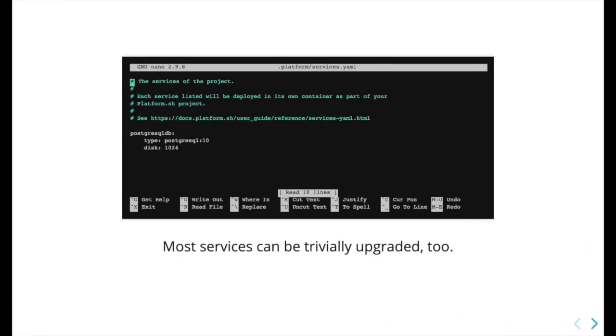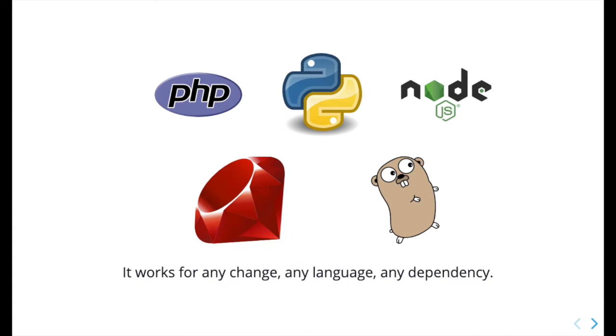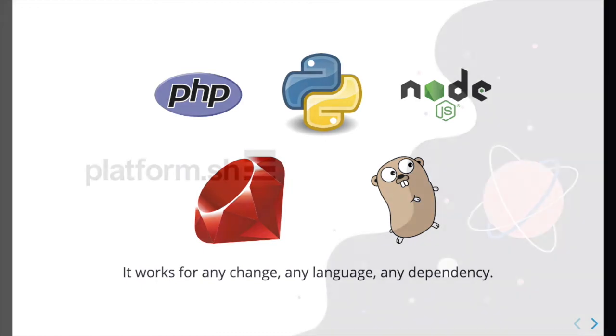Services can be upgraded in the same way. Branch, update the configuration on that branch, push, test, and merge. This process works exactly the same for any change to your code and any upgrade to your language and dependencies, so you can feel free to try out any change you'd like.